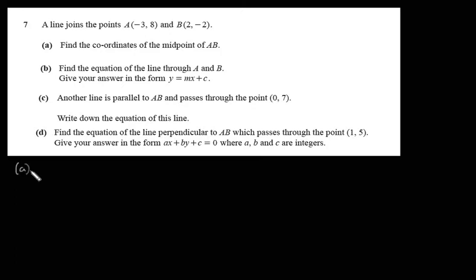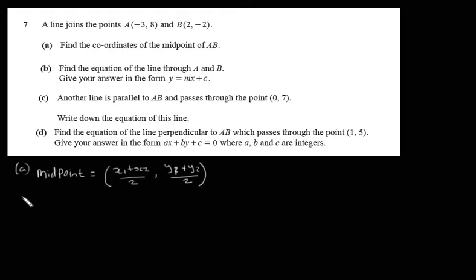If you are finding the middle of something, basically you are finding an average. Average is add two numbers and divide by 2. So the midpoint is equal to x1 plus x2 divided by 2, and y1 plus y2 divided by 2.